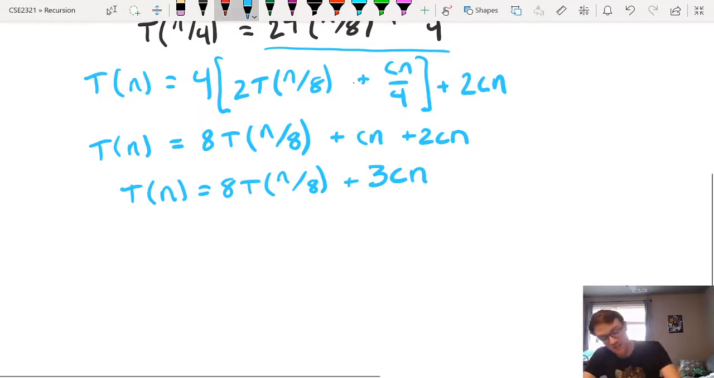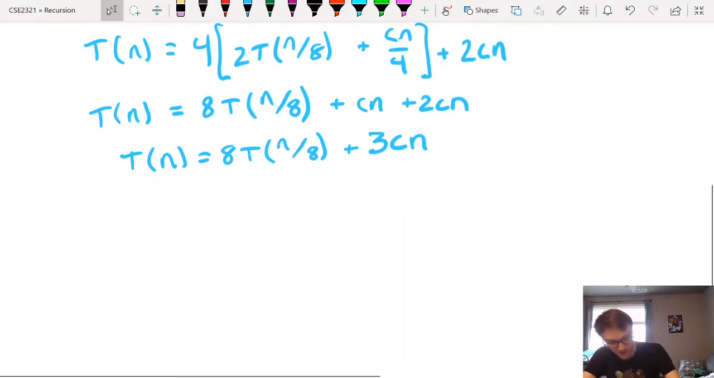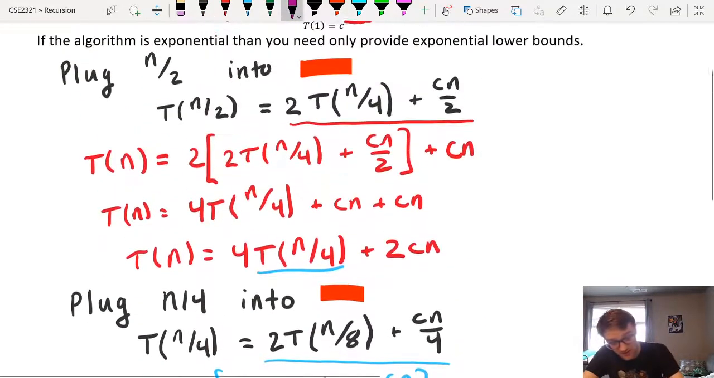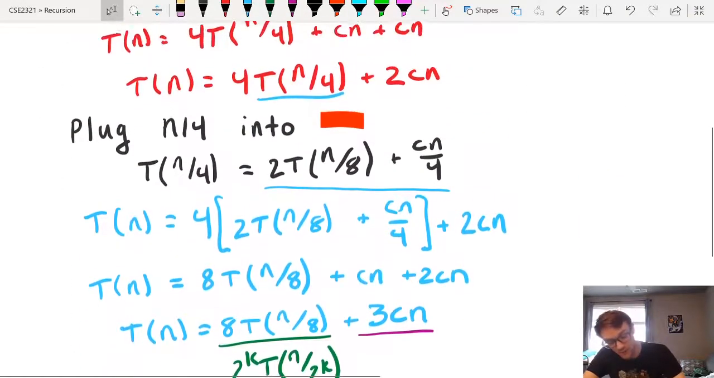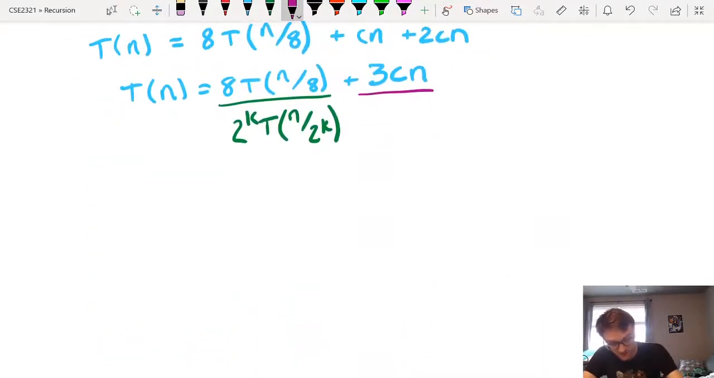The t stuff actually isn't too bad. We have 8t of n over 8, 4t of n over 4, and 2t of n over 2. That looks like powers of 2. So maybe we go, that looks like 2 to the k times t of n over 2 to the k. For the other term, the 3cn, the 2cn, and the 1cn, those match up really nicely. 8 is 2 cubed, 4 is 2 squared, and 2 is 2 to the 1. So this looks like k times c times n.